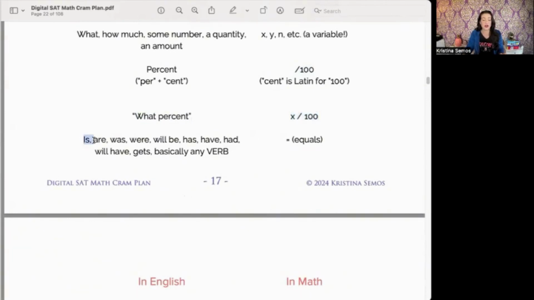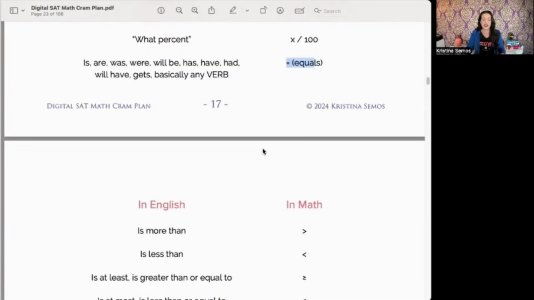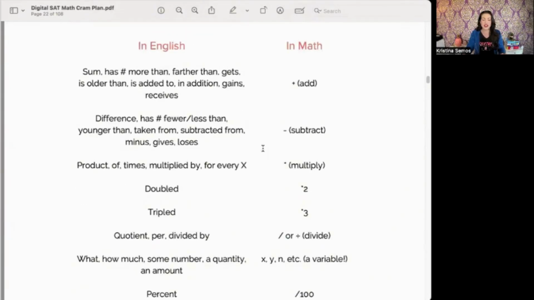Is, are, was, were, basically the "to be" verb in any tense, past, future, present, or the "have" verb. Those are basically the equals sign, okay? Yes, there are other things you can learn, but let's just talk about that.